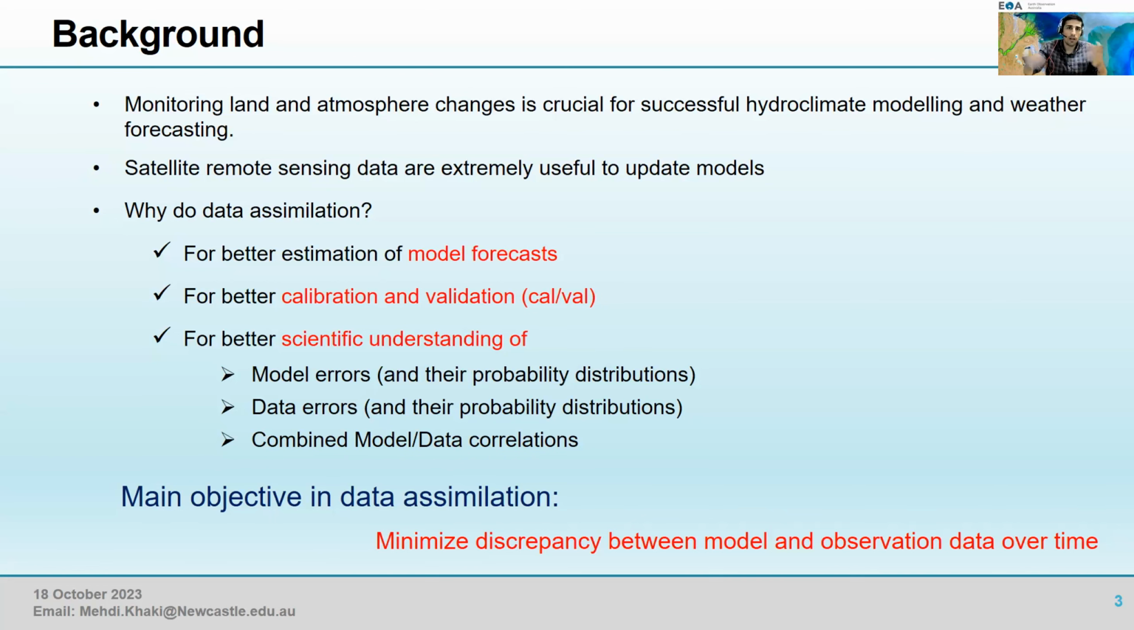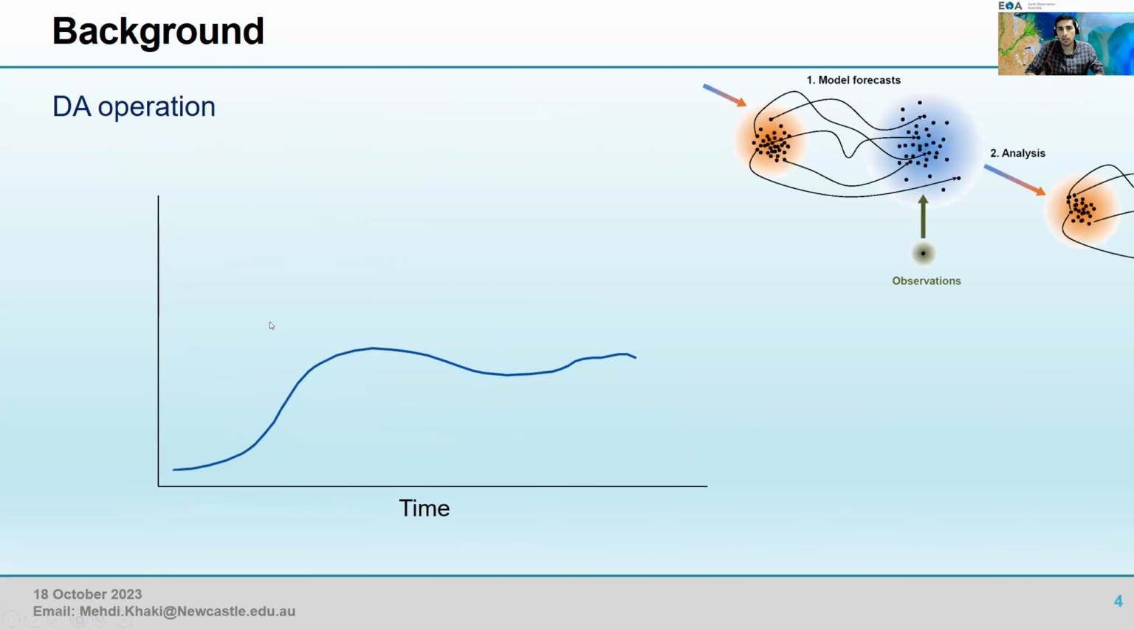I'm trying to use various satellite products to improve the land surface models and their capability for accurate monitoring. The main idea behind data assimilation, highlighted in this slide, is to minimize the discrepancy between the model and observation data. I'm not going to go into too much detail about the method. There's not enough time, but I'll give you some idea of what data assimilation is.